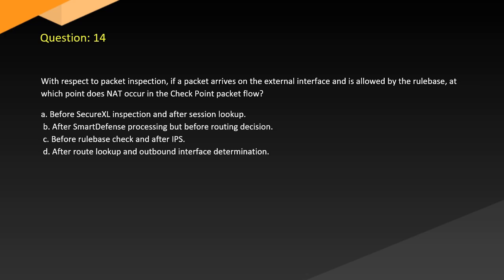Question 14. With respect to packet inspection, if a packet arrives on the external interface and is allowed by the rule base, at which point does NAT occur in the Check Point packet flow? A. Before SecureXL inspection and after session lookup. B. After SmartDefense processing but before routing decision. C. Before rule-based check and after it. D. After route lookup and outbound interface determination.